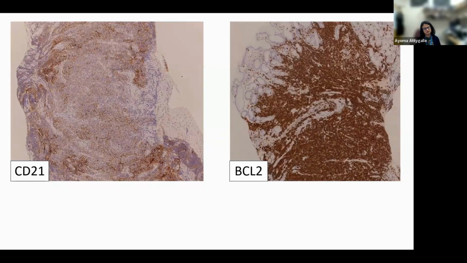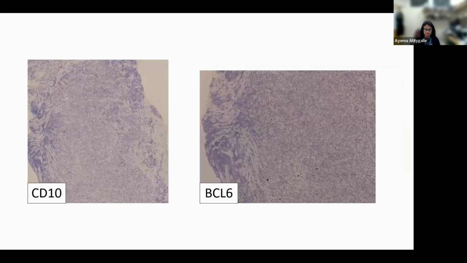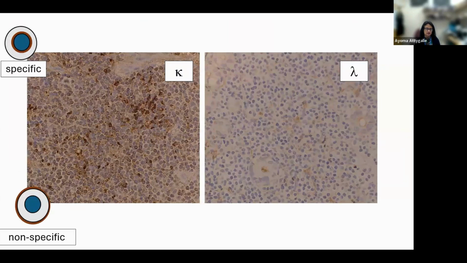the underlying follicular structure. And this infiltrate is BCL2 positive, but this is just to tell you that it is BCL2 positive. But it doesn't help you to differentiate it from any other type of lymphoma. CD10 and BCL6 are negative. And in this case, these are our light chains.